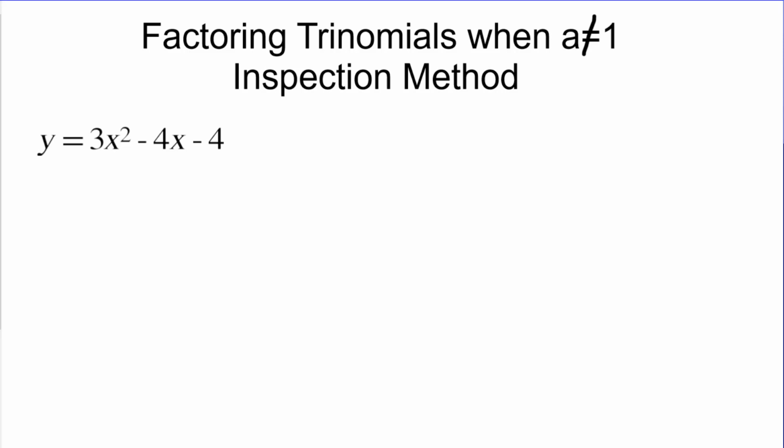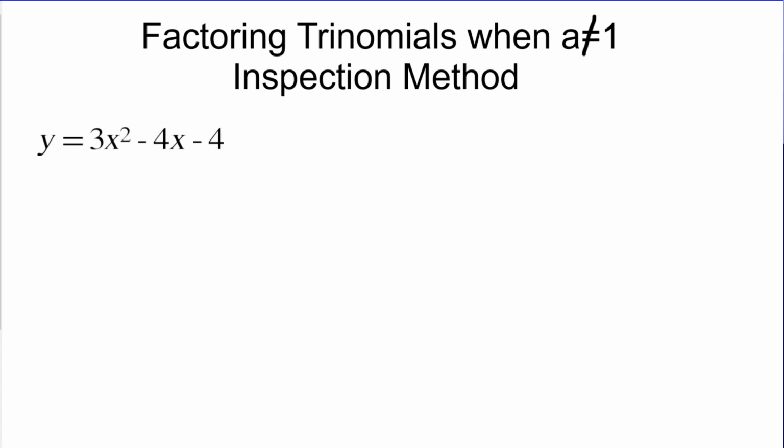We're going to be doing a quick example of when we can factor trinomials where the a value is not 1, so we have a coefficient on the x squared term, and we're going to look at this in depth using the inspection method. So we have a polynomial here, 3x squared minus 4x minus 4.